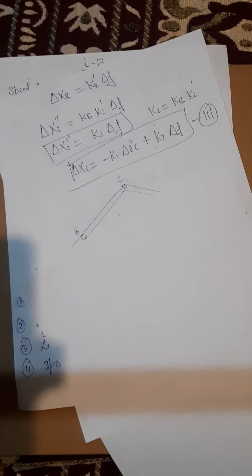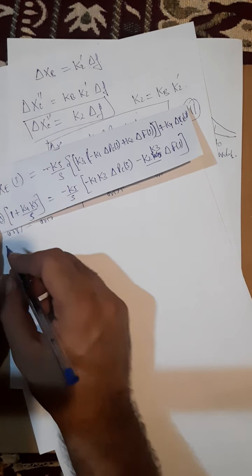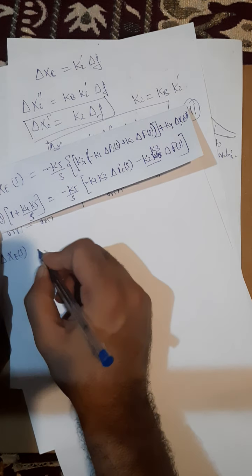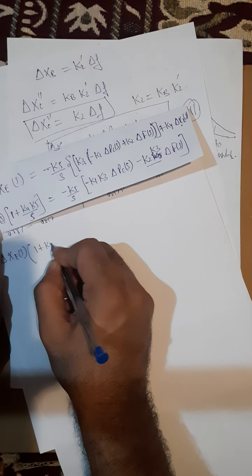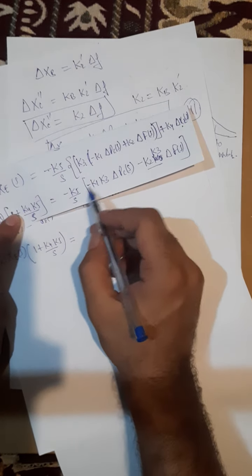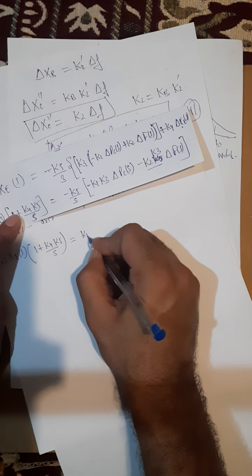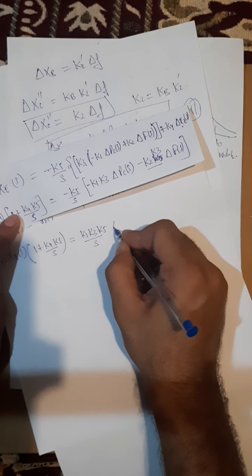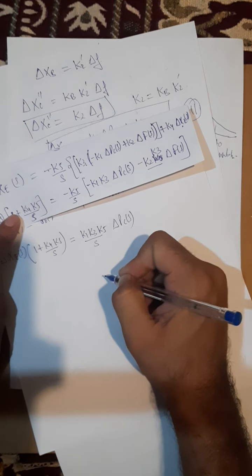So I am taking this last step here. If I take this last step, what will I get? I will get delta XES into 1 plus K4 K5 by S is equal to K1 K3 K5 by S into delta PCS.